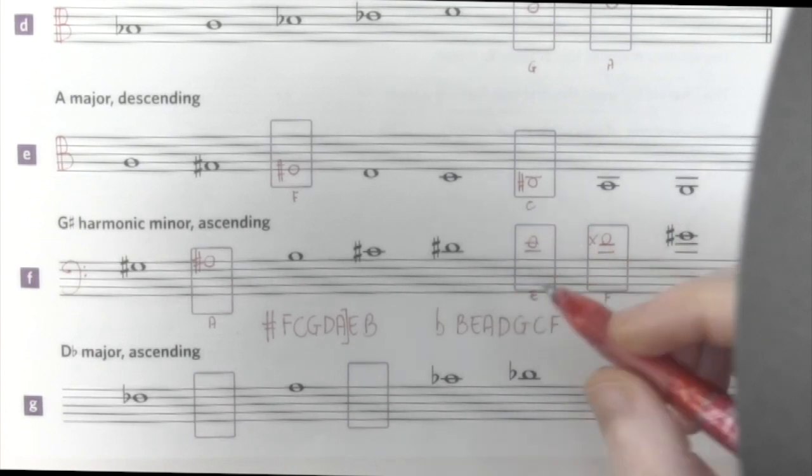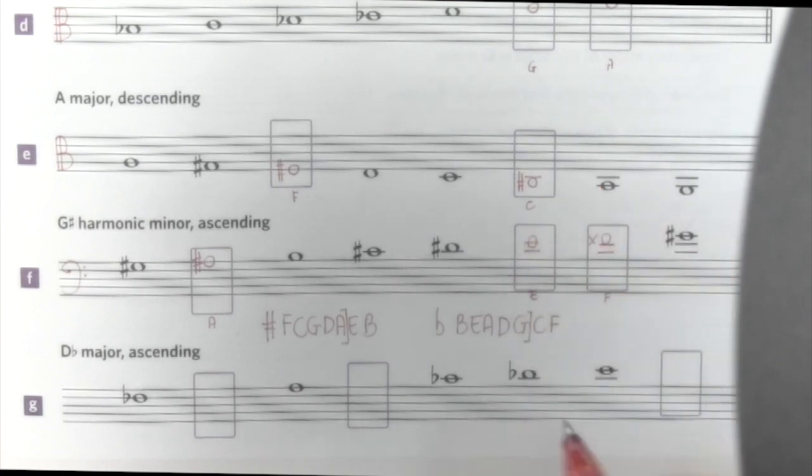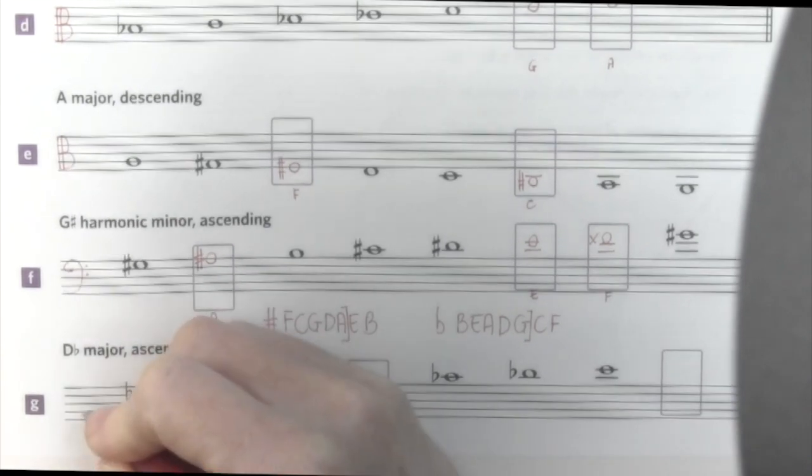D flat major. D flat is our penultimate flat, so we need to add another one, and this is the key signature. Again, lots of flats, it doesn't matter. This is D in treble clef, yay!